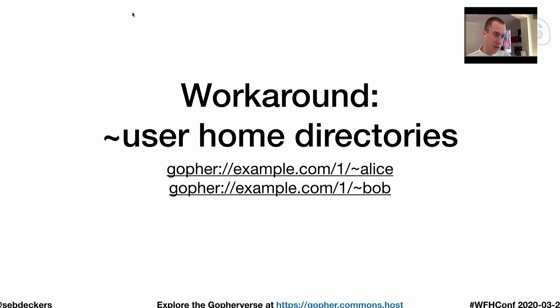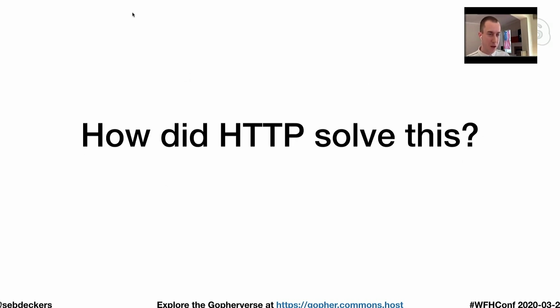And then you have that type, which is like a menu. And then you have this tilde, and then Alice, tilde, Bob, tilde, foo, font, bar, etc. It's not really pretty. I want to have my own custom domain name because that's cool. Now, how did HTTP solve this?